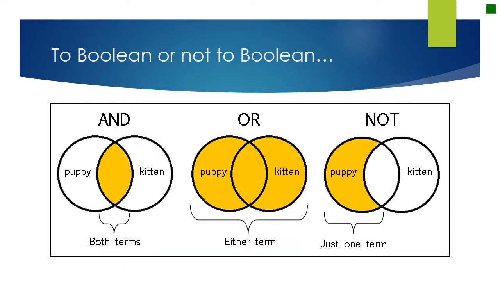So wait, what is Boolean logic? And what is this AND? In the last tutorial, I compared AND to the mortar between your building blocks. It holds two terms together. In this Venn diagram, you can see that if you search for puppy and kitten, your results will have both terms, which is represented by the overlap of the two circles. This actually narrows your search down to only those documents that contain both terms.